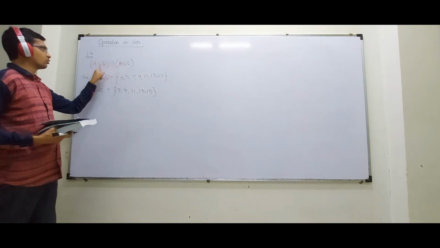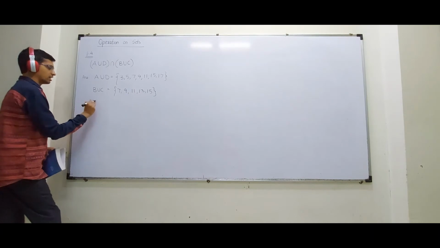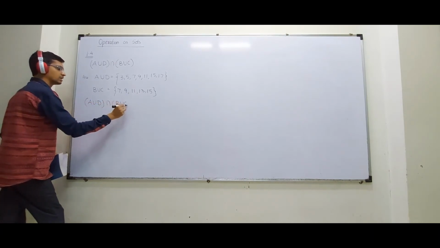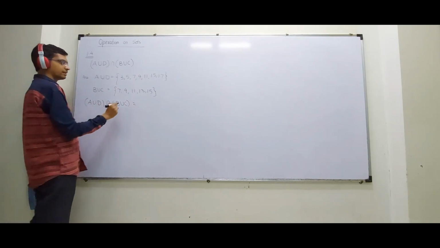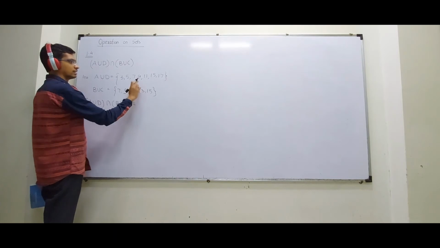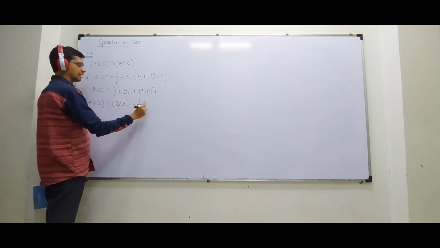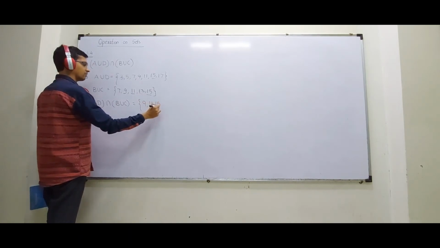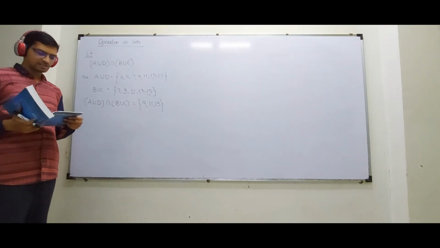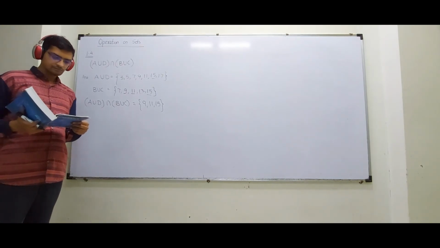Now common between both of them. So A union D intersection B union C. What is common between them? 9, 11, 13. Sorry. 9, 11, 15 is common. So I'll write 9, 11, 15. Okay? Now question number 7 you will solve. 8 also you will solve.